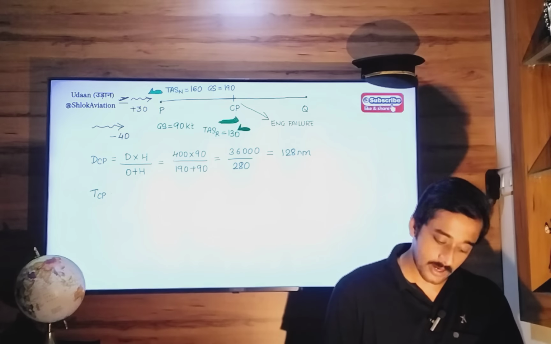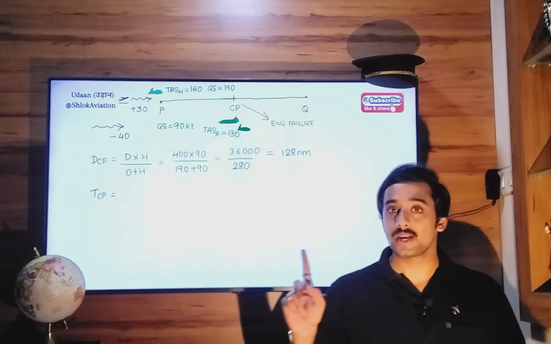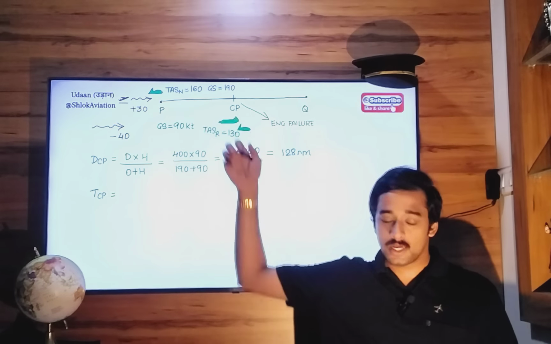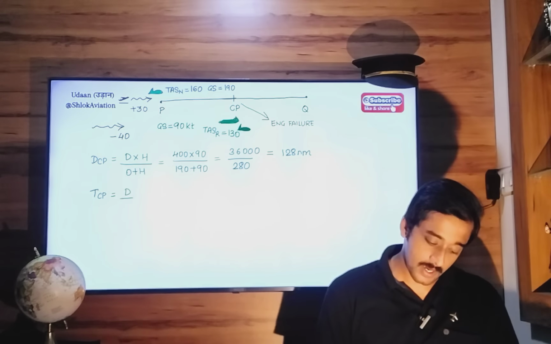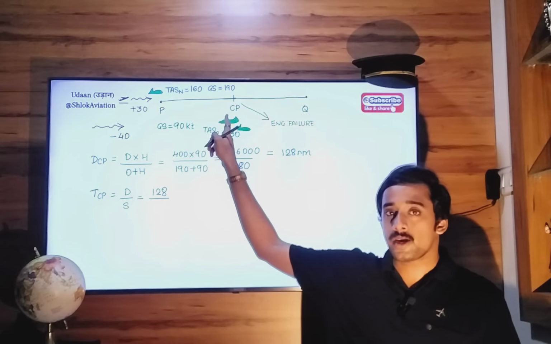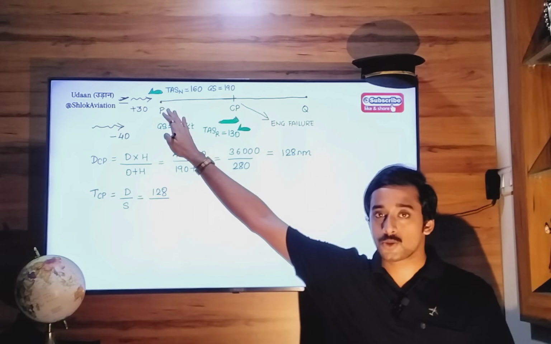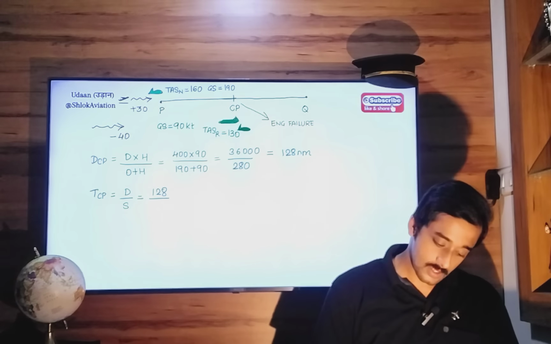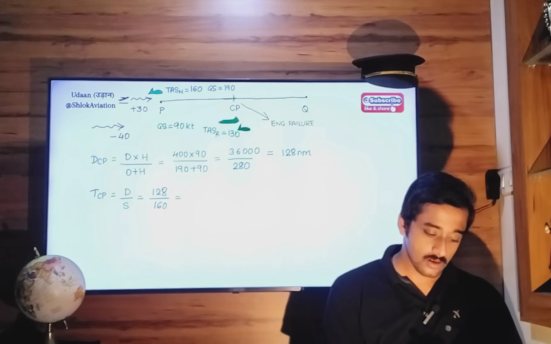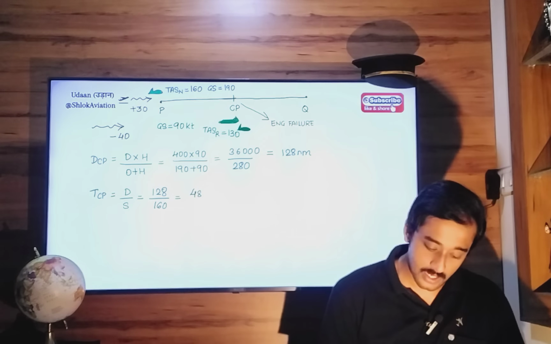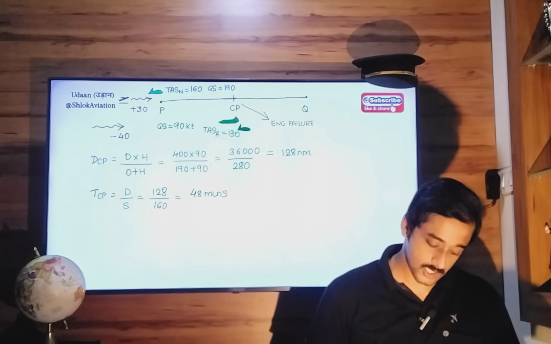Time to critical point will be what? That means from departure towards critical point, what will be the time? Distance divided by speed. So distance is 128. What will be the speed going towards critical point? Your true airspeed will be normal true airspeed. All your engines are working. So 160, is equal to approximately 48 minutes.